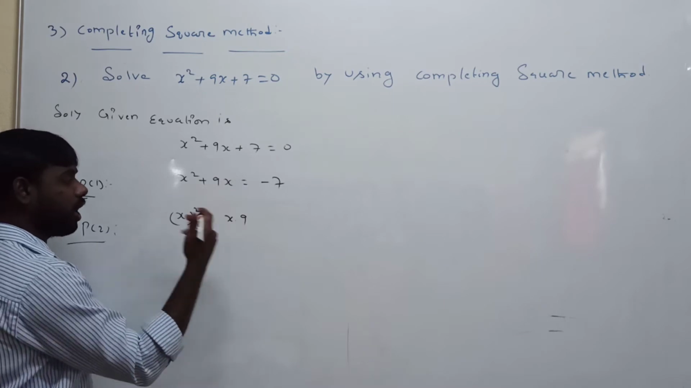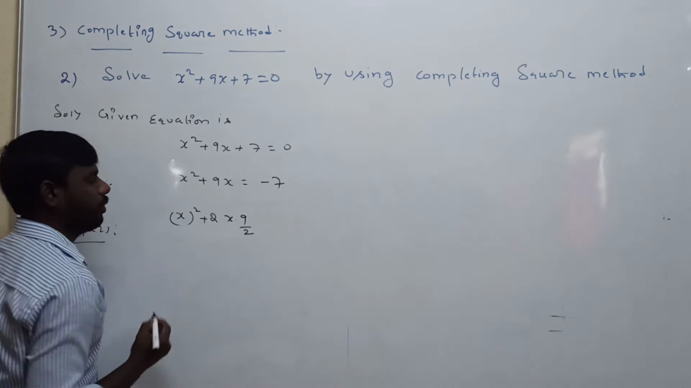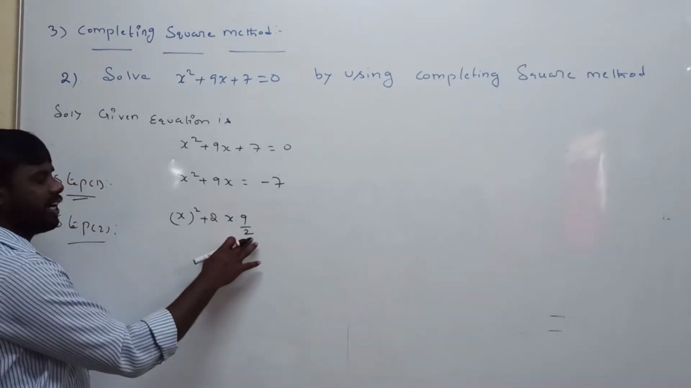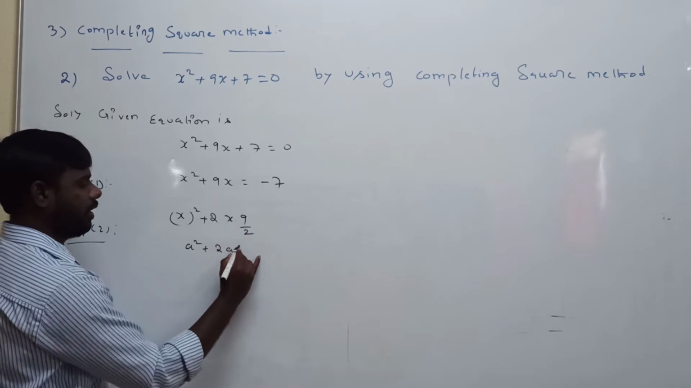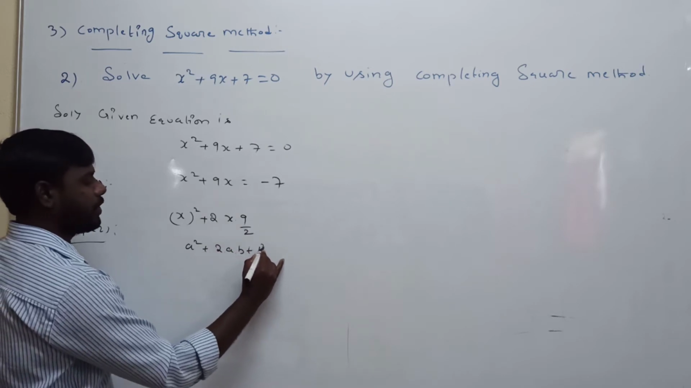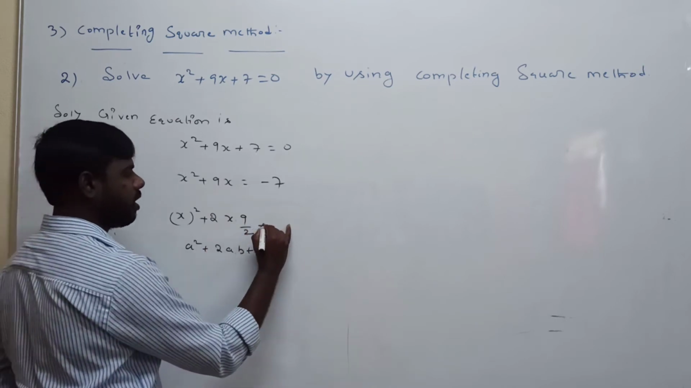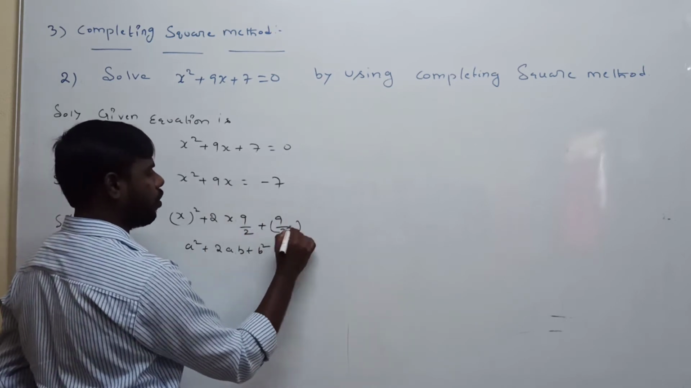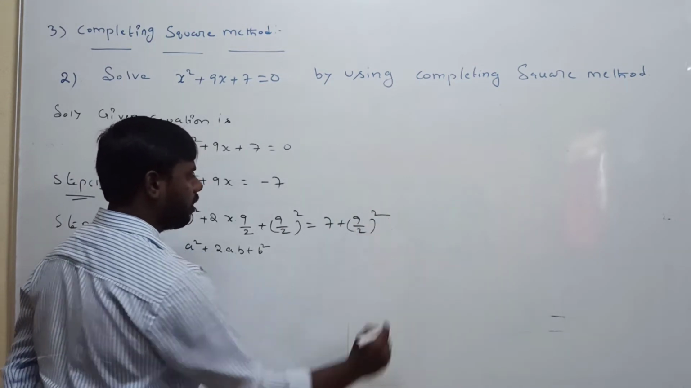A square is there, and the 2ab form we want. That's why multiply by 2 divided by 2. Now we get a square plus 2ab. Next, if you want b square, what is the value of b? 9 by 2. B square means 9 by 2 whole square. On both sides we are adding 9 by 2 whole square. Everyone understood?